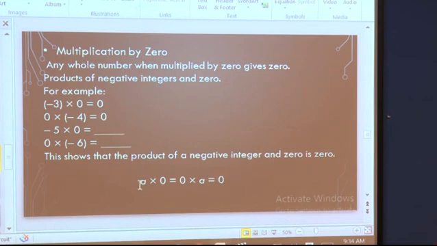So, in short we can remember A multiplied by 0 is equal to 0 multiplied by A, which is always 0. So, in short we can say that A may be a negative integer or a positive integer, the answer will always be 0.